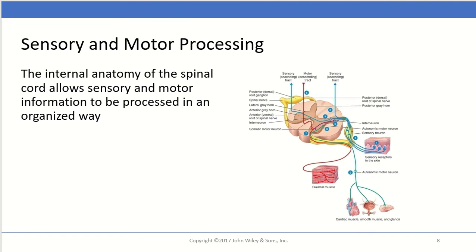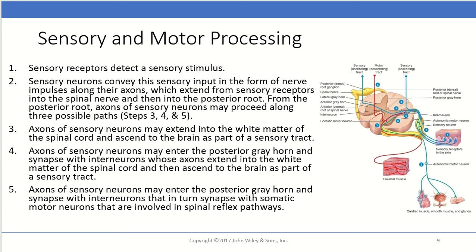So the internal anatomy of the spinal cord is really nicely organized because it allows for sensory and motor information to be processed in a very organized way. And so we're going to take a look at the steps that are involved in that here.